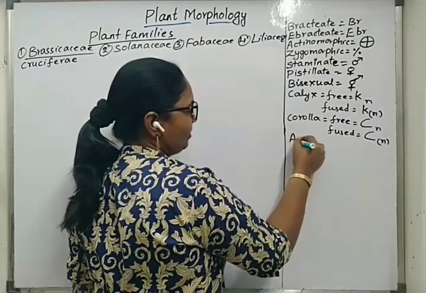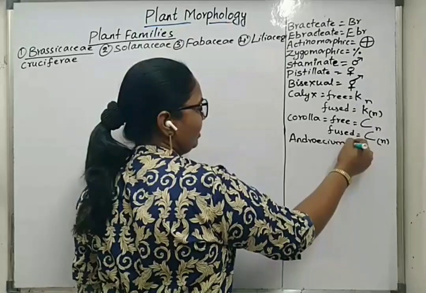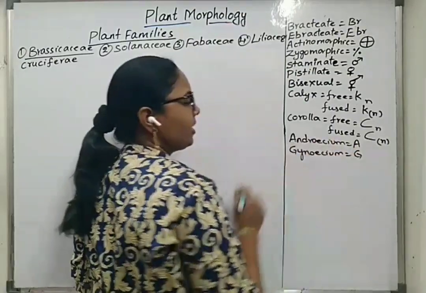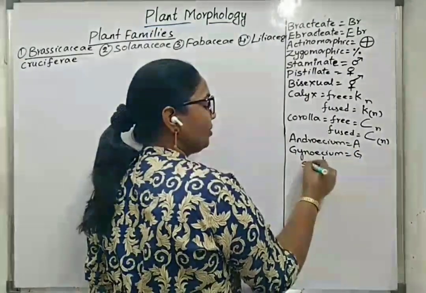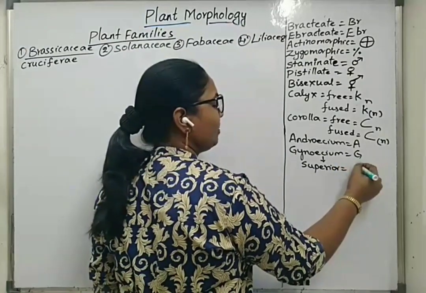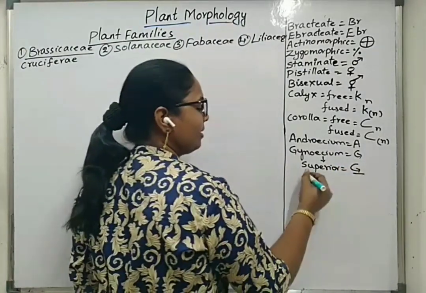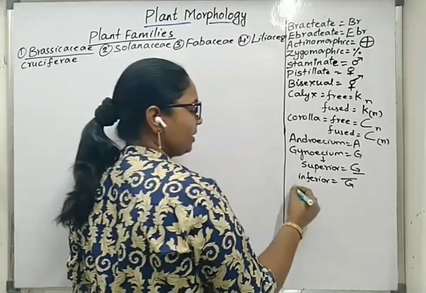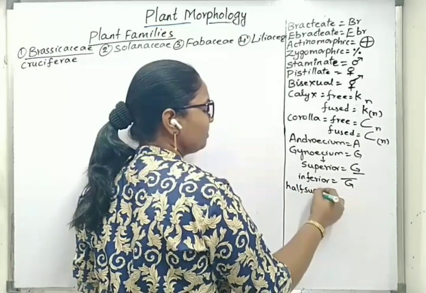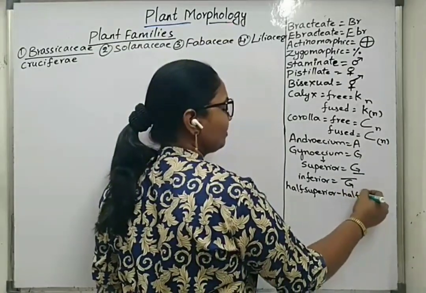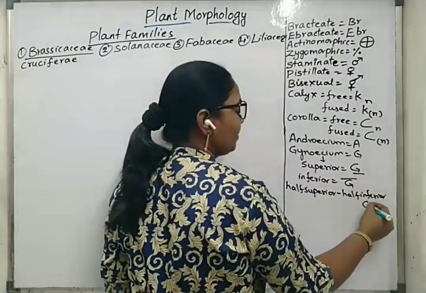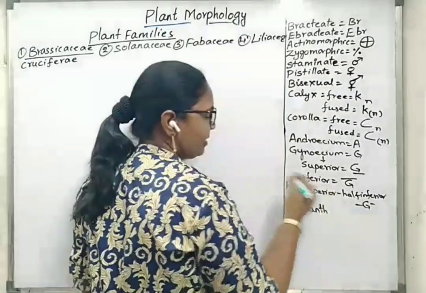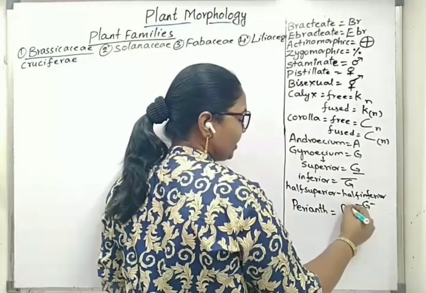Next one, androecium. It is represented with capital E. Gynoecium is represented with capital G. If gynoecium is superior, we represent capital G on top of a line. If it is inferior, we represent a line with G at the bottom. If gynoecium is half superior, half inferior, it is represented like this. Next, perianth means the fused petals and sepals, represented with capital P.